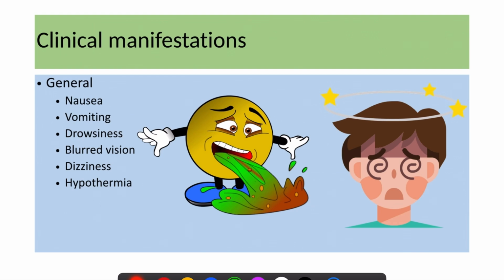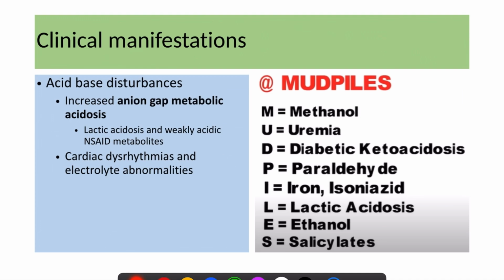The patient can present with various clinical manifestations. The patient can have general manifestations like nausea, vomiting, drowsiness, blurred vision, dizziness, or hypothermia. They can also present with acid-base disturbances leading to increased anion gap metabolic acidosis because of the lactic acidosis and because of the weakly acidic NSAID metabolites. Similarly, because of the acid-base disorder and the electrolyte abnormalities, patients can present with cardiac dysrhythmias as well.